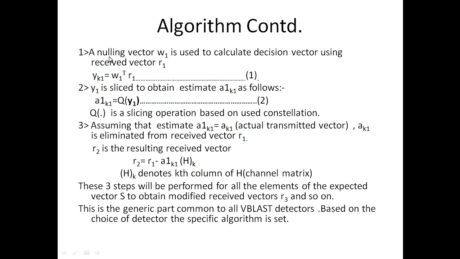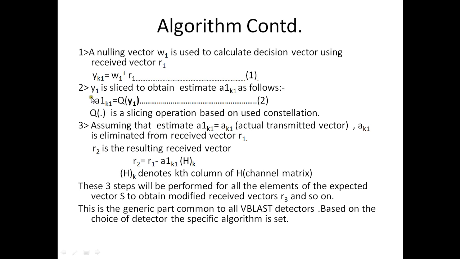Okay, so this nulling vector W1 is used to calculate the decision vector using the received vector R1. You have a nulling vector called W1, and it is used to perform the interference nulling. It is used to calculate the decision vector yk1 using the received vector R1. So yk1 is W1 transpose R1.